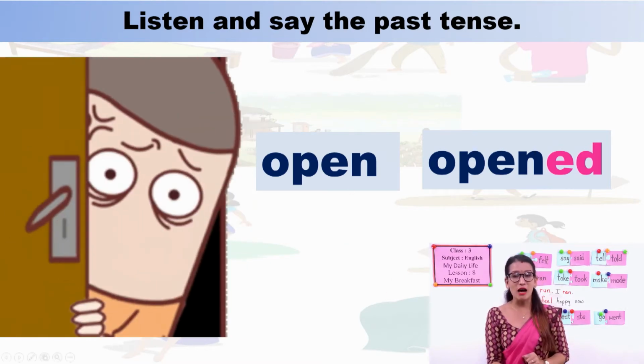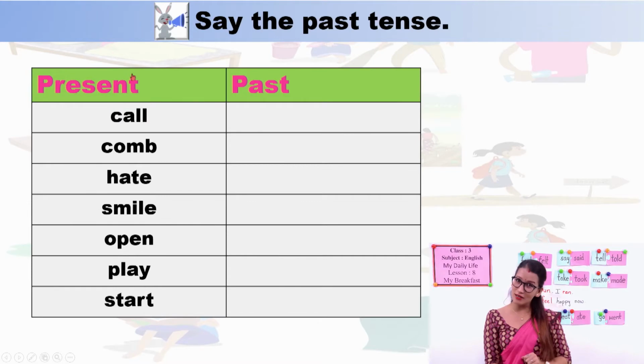Okay. Now, next picture. Oh, there's no picture. Now this is practice time. Yes. Say the past tense. Look, present tense words are here. Call. Yes. Comb. Yes, this is comb. Hate and smile. Open, play, start. Yes, okay. Now, can you tell me the past tense of call?